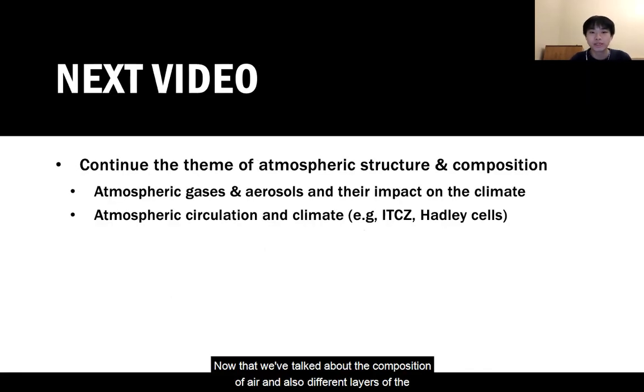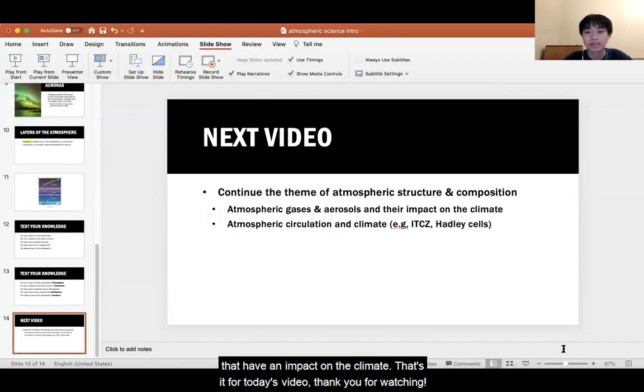So now that we've talked about the composition of air and also the different layers of the atmosphere and a few qualities about them, that's the end of today's video. But in the next video, we'll continue the theme of atmospheric structure and composition. We'll talk about atmospheric gases and aerosols and how they impact the climate, and also atmospheric circulation and climate. And for example, we'll talk about the ITCZ and also Hadley cells that have an impact on the climate. So that's it for today's video.